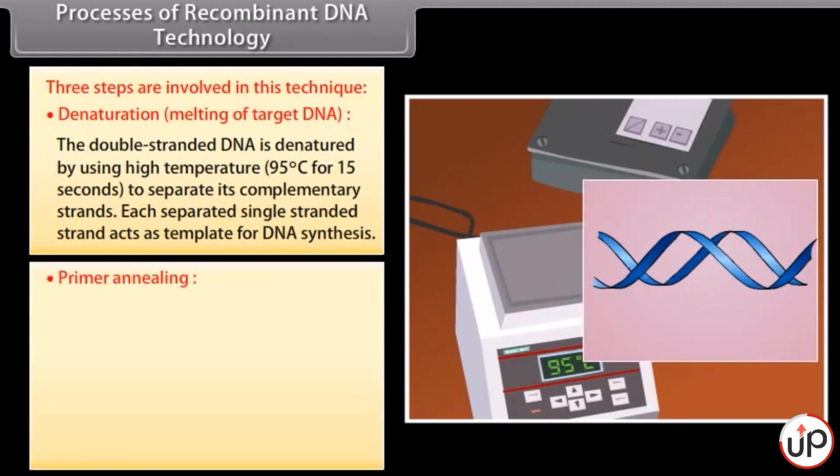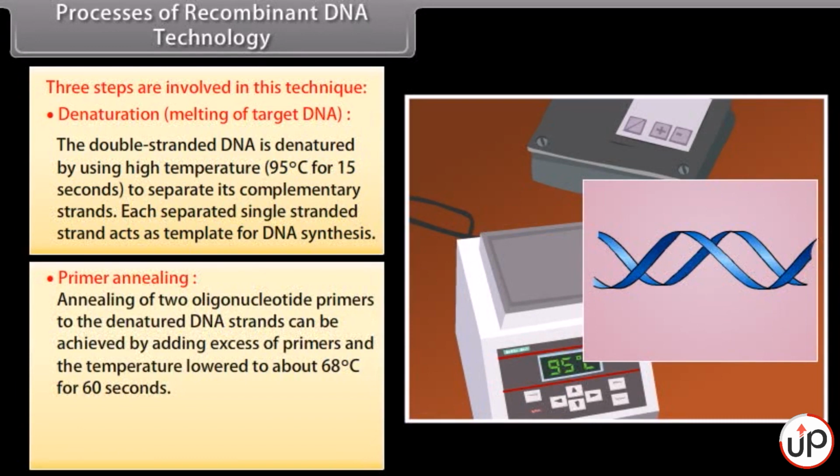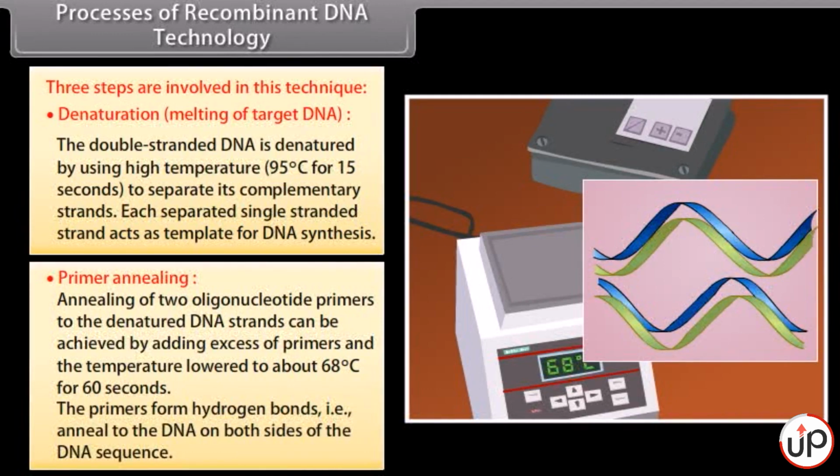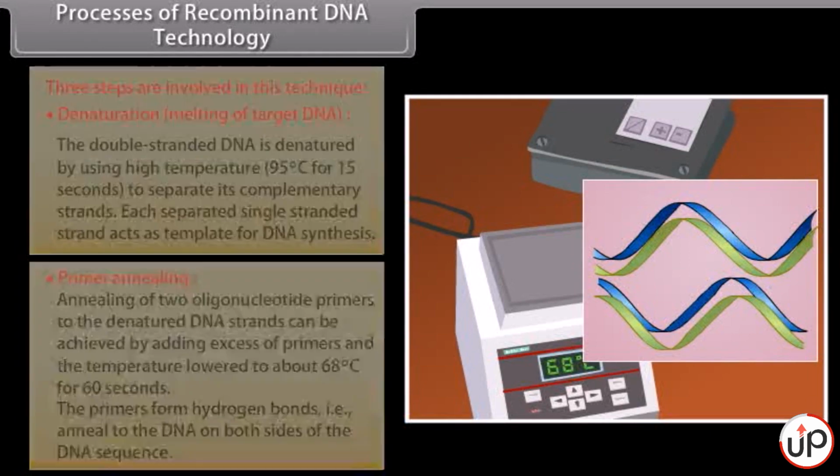Primer annealing. Annealing of two oligonucleotide primers to the denatured DNA strands can be achieved by adding excess of primers and the temperature lowered to about 68 degrees Celsius for 60 seconds. The primers form hydrogen bonds, that is, anneal, to the DNA on both sides of the DNA sequence.